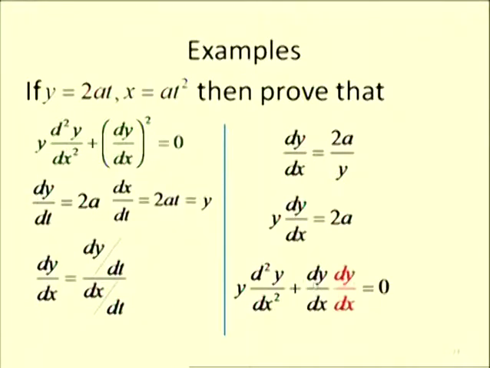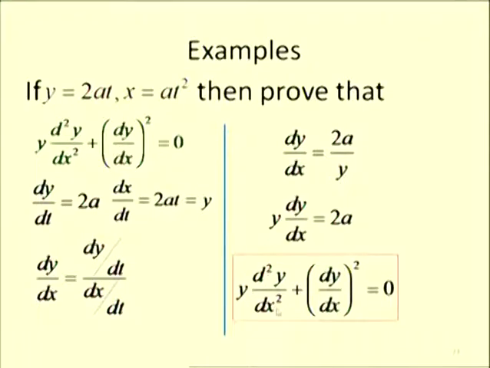Now this is dy by dx into dy by dx, so it will become the square of this. So we have y into d2y by dx2 plus dy by dx whole square, that is derivative of y with respect to x whole square, is equal to 0. So this way we can prove the result which we wanted to prove.